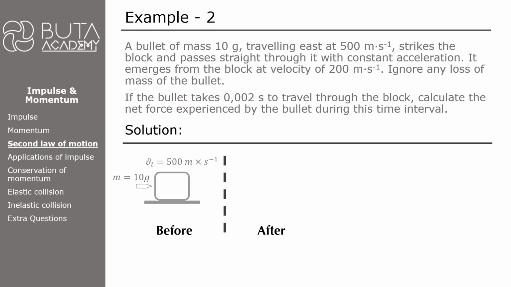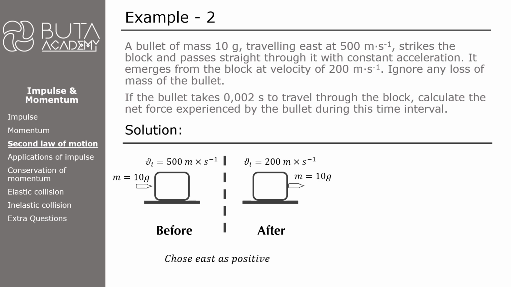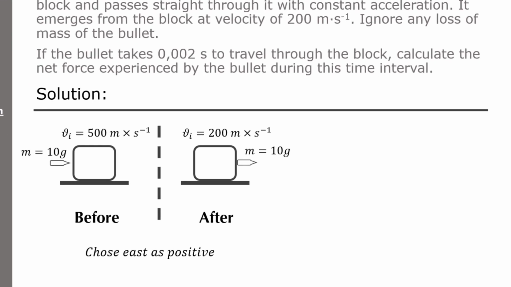Initially, the mass of the bullet is 10 grams and its velocity is 500 meters per second. Afterwards, the mass of the bullet is still 10 grams, but its velocity now is 200 meters per second. As the bullet is moving only east, let's choose it as the positive direction. We are asked to calculate the net force. Therefore, we start the solution with the newly learned equation of the second law of motion.